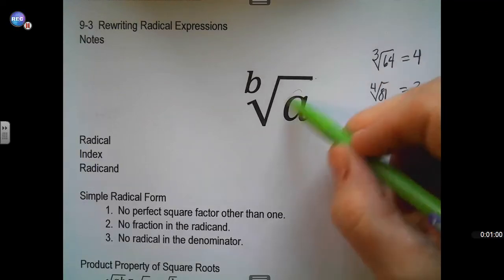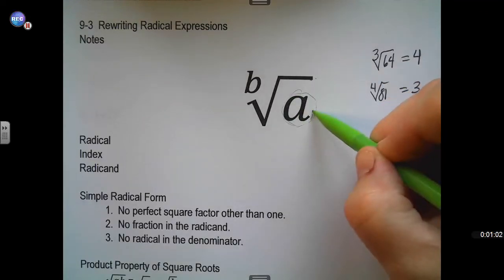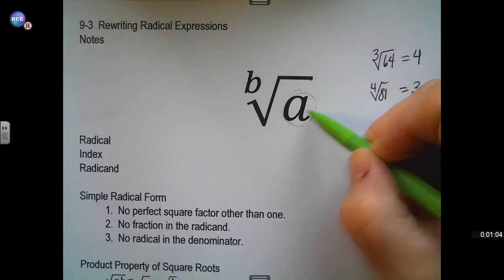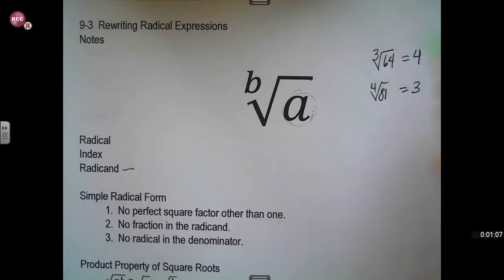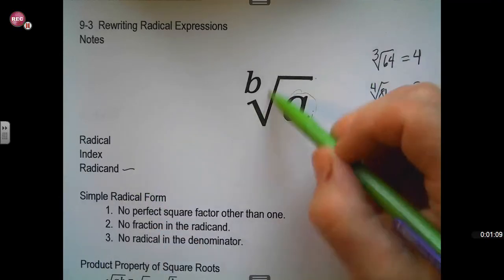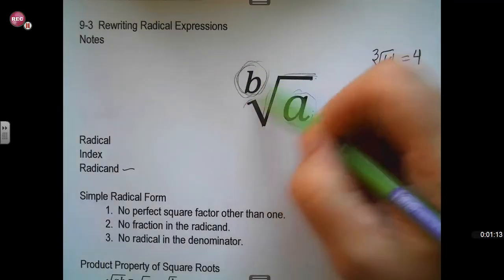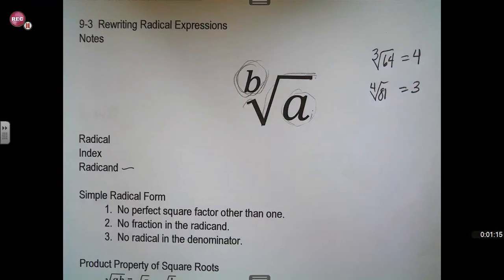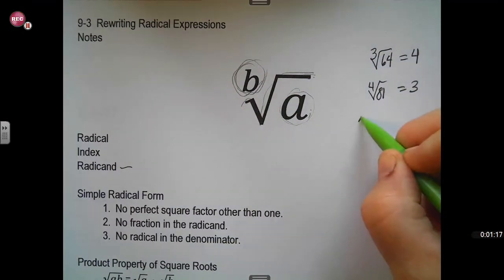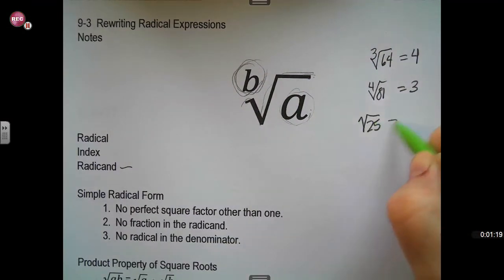Well, this thing in here, this A, is called the radicand. That's this thing. This symbol, obviously, is the radical symbol. And we call this the index, okay? And if the index is not written, it is understood to be 2. So this is the cube root of 64. This is the fourth root of 81. This is the square root of 25, okay?